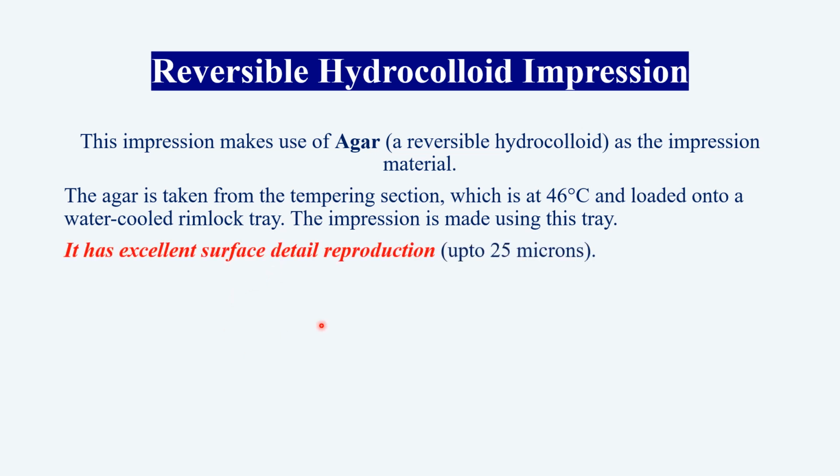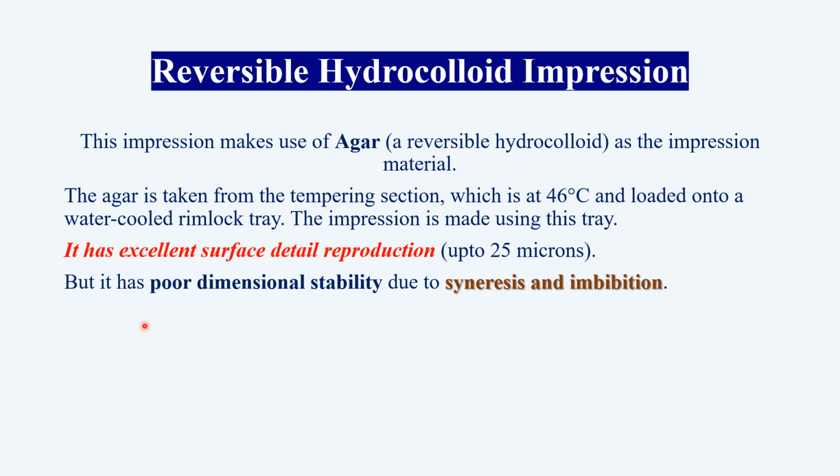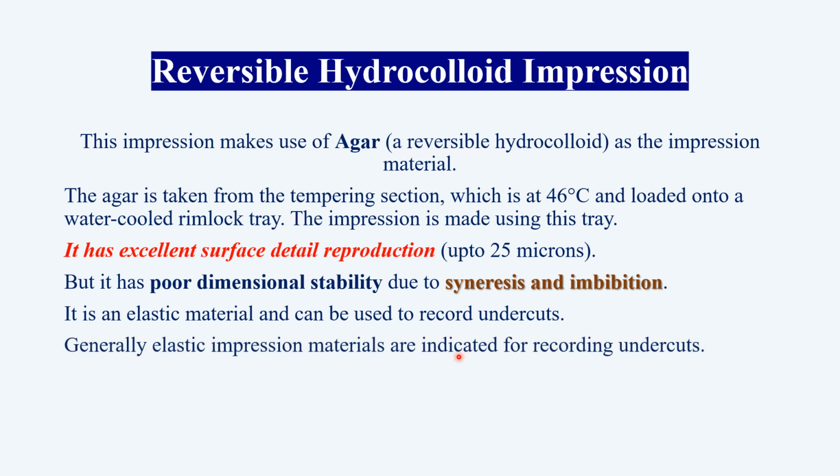It has excellent surface detail reproduction, almost up to 25 microns. But the problem is it has poor dimensional stability due to syneresis and imbibition. Since it is a hydrocolloid, there can be syneresis and imbibition problems. It is an elastic material and can be used to record undercuts. Since it is elastic, like in the gel state, it can flow in and record the undercuts.